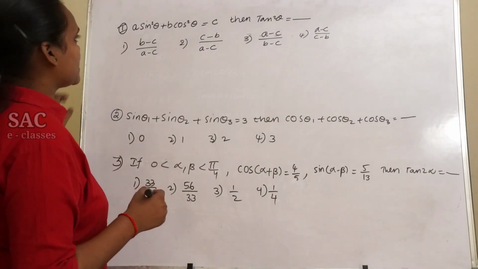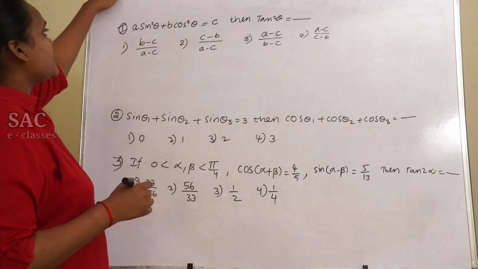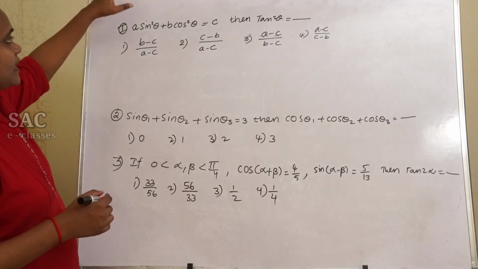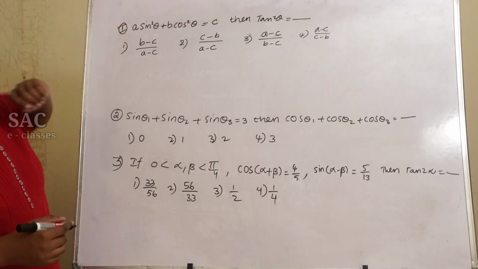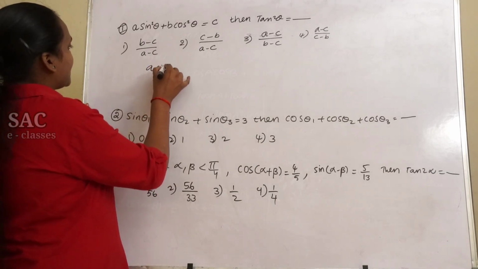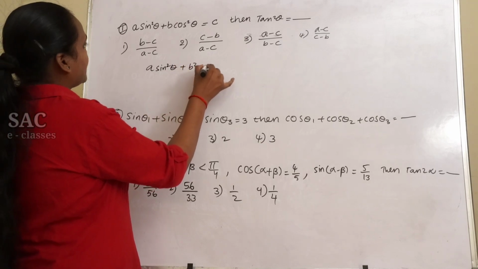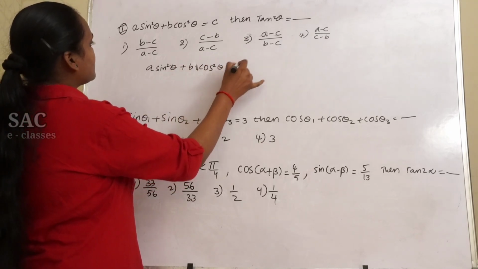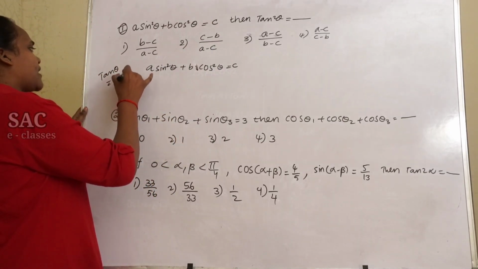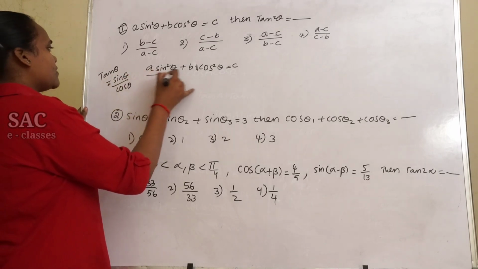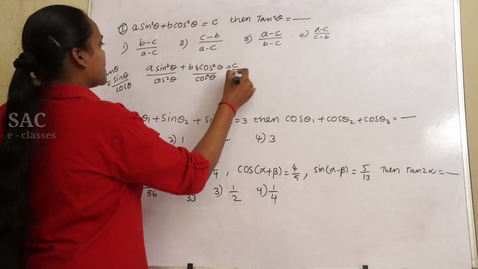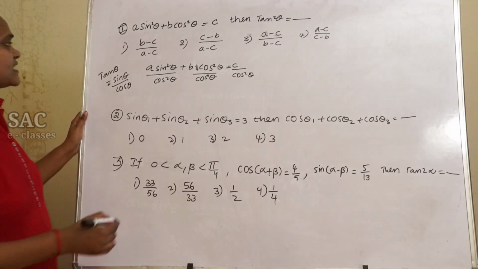Our first PYQ is about the MSET 2010 problem. If A sin square theta plus B cos square theta equals C, then tan square theta is? They are given in terms of sin and cos, and we are asked to find the tan square theta value. There itself you can understand that A sin square theta plus B cos square theta is equal to C. As we learned, tan theta can be expressed as sin theta by cos theta, right? So I am dividing both sides by cos square theta.